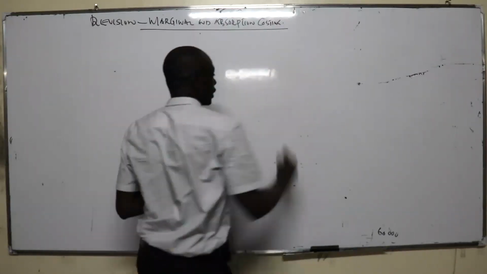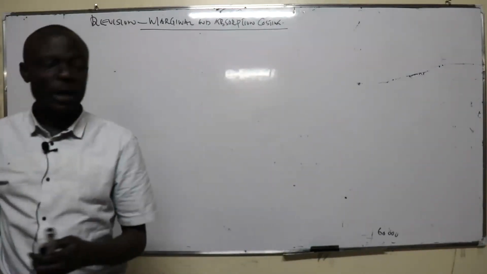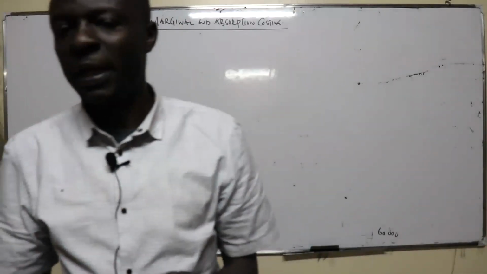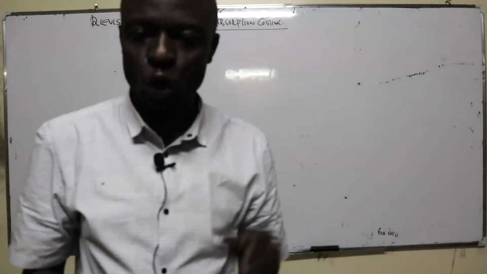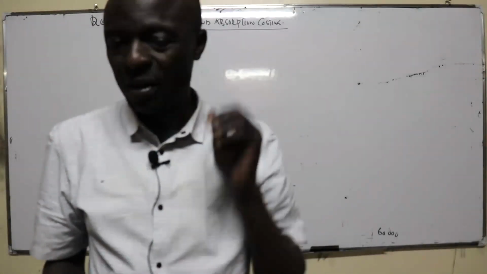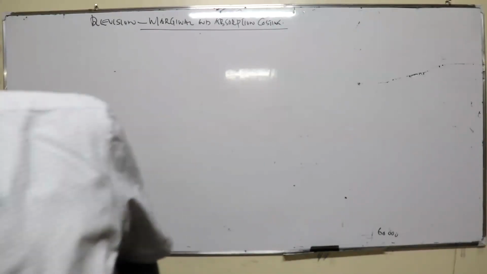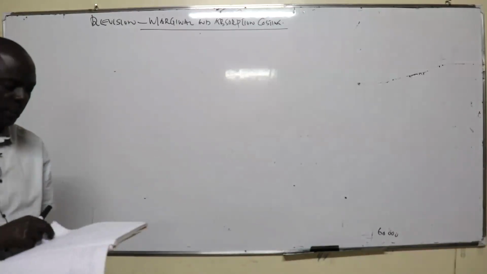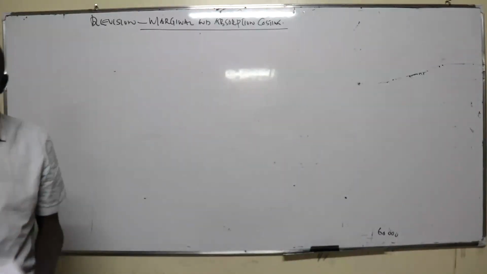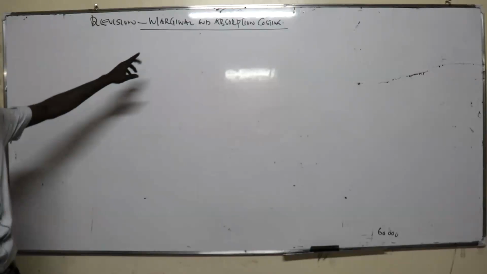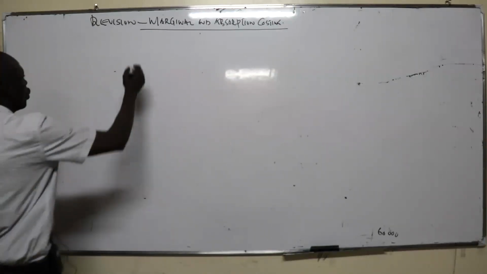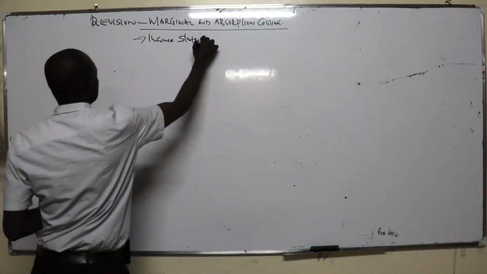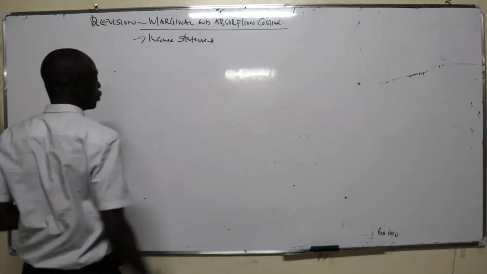Marginal and absorption costing. Under marginal and absorption costing, there are a number of things you're supposed to know. One of them is that you need to prepare the income statement under marginal and absorption costing. You need to know what is marginal costing and what is absorption costing and the differences. And then you need to know how to prepare the reconciliation statement.